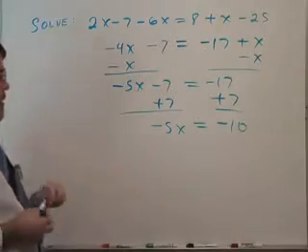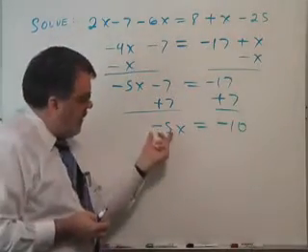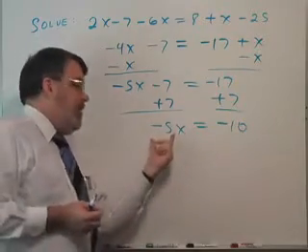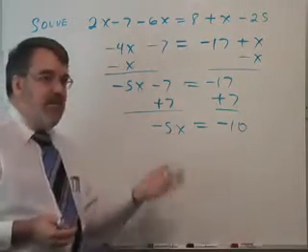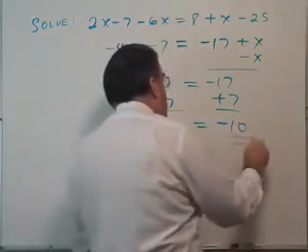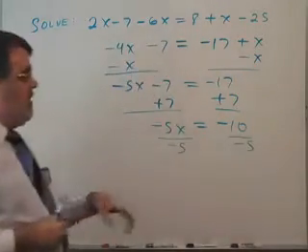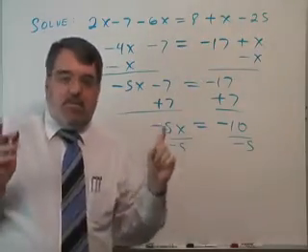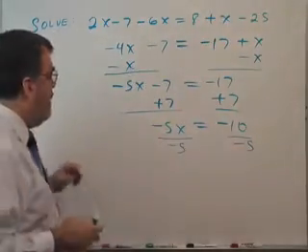Okay, one more step. Minus 5 is multiplying x. I need to get rid of minus 5. The opposite of multiplying is dividing. So I'm going to divide by minus 5, both sides. So again, I'm continuing this very neat process of doing the same thing to both sides of the equation.